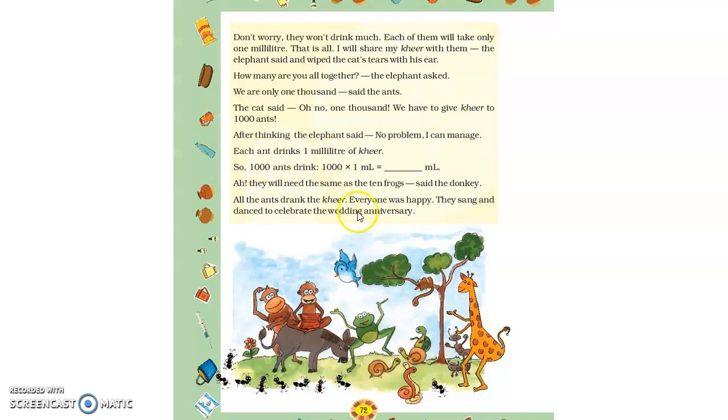Each ant drinks 1 milliliter of kheer. So 1000 ants drink 1000 multiply 1, 1000 milliliters. They will need the same as 10 frogs, said the donkey. All the ants drank the kheer. Everyone was happy. They sang and danced to celebrate the wedding anniversary.